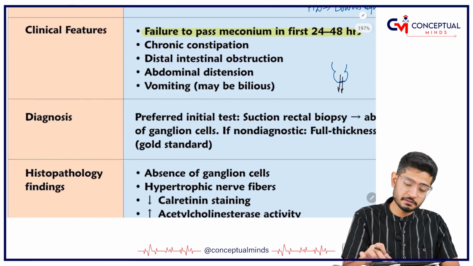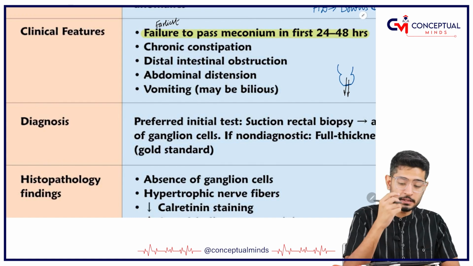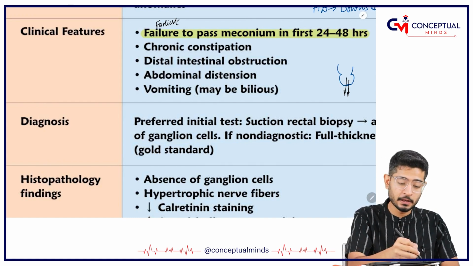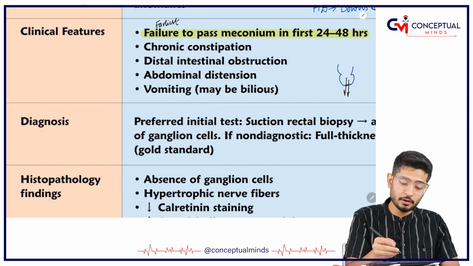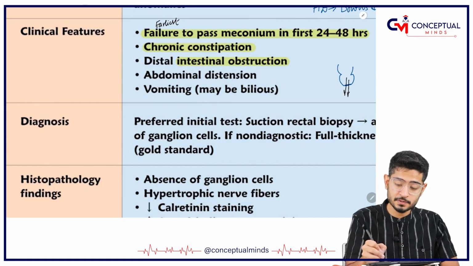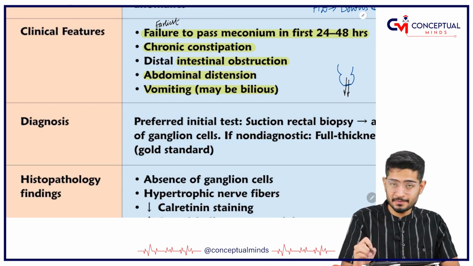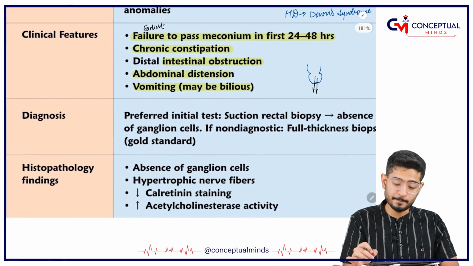This is the earliest manifestation. The earliest thing is failure to pass the meconium. When the child grows old, of course, there is chronic constipation that is going to occur, there is intestinal obstruction that is going to occur, the abdomen will be distended, and vomiting is going to be there, maybe bilious vomiting is going to be there.